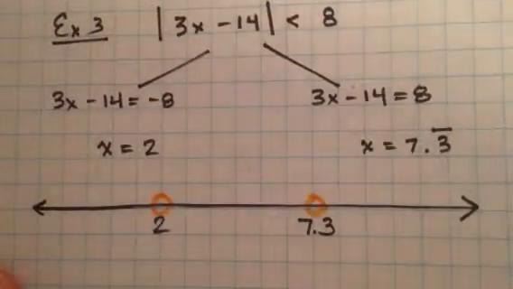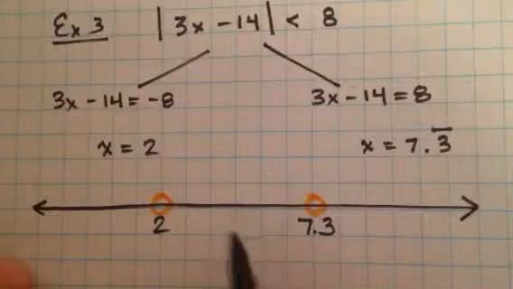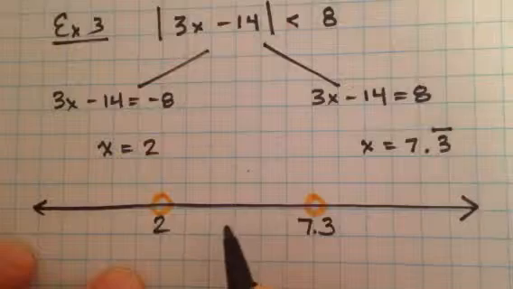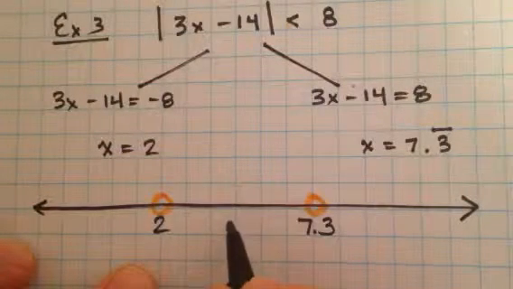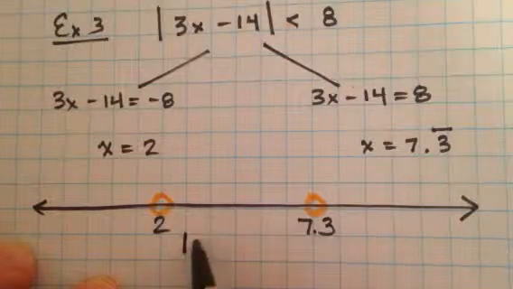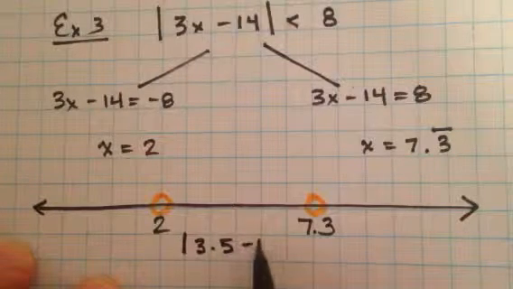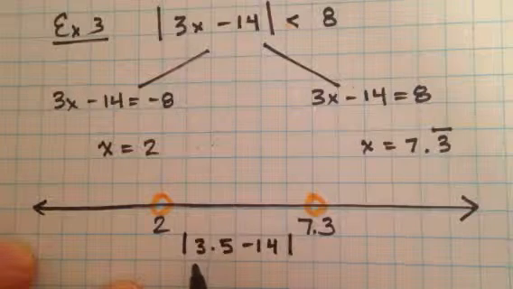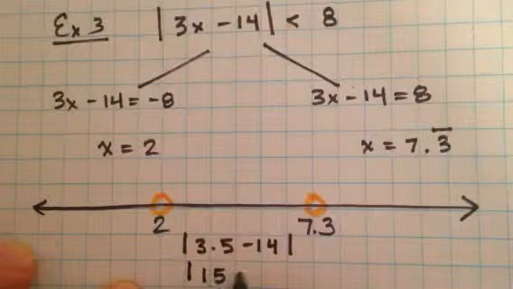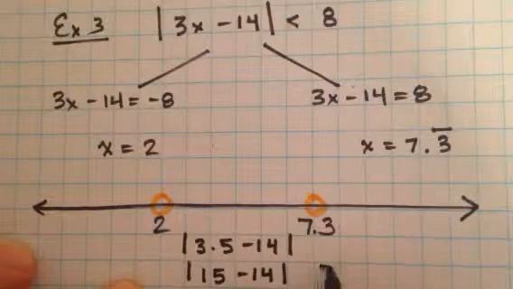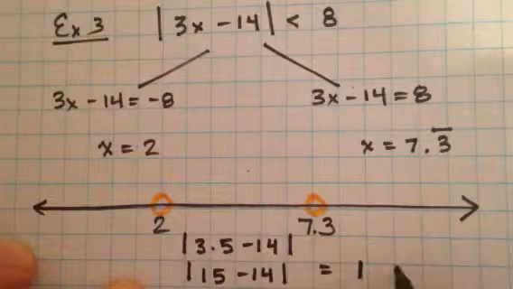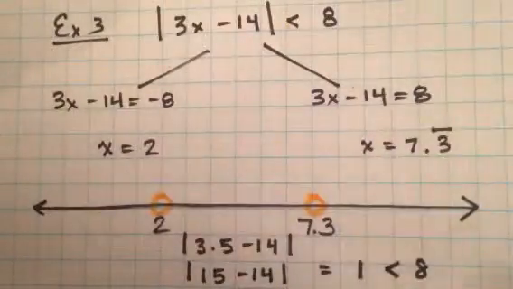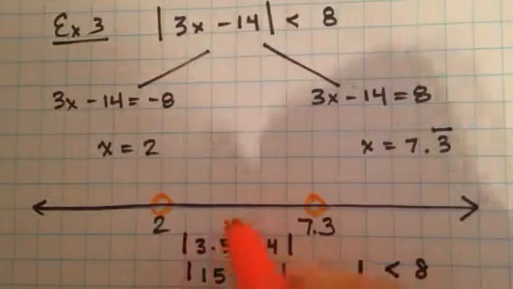Trickiest part is figuring out where to shade. What I like to do is pick a number in the middle and test it. So between 2 and 7.3 is, say, 5. 5 is in there. So let's do absolute value of 3 times 5 minus 14. Which is going to give us absolute value of 15 minus 14, which is equal to 1. 1 is less than 8, so our solutions are in the middle.